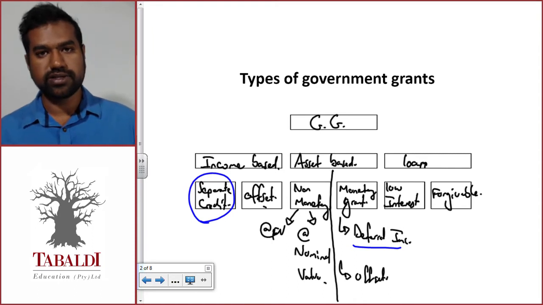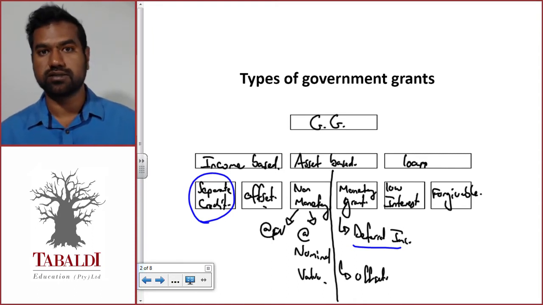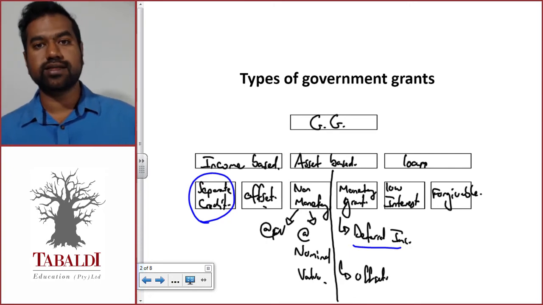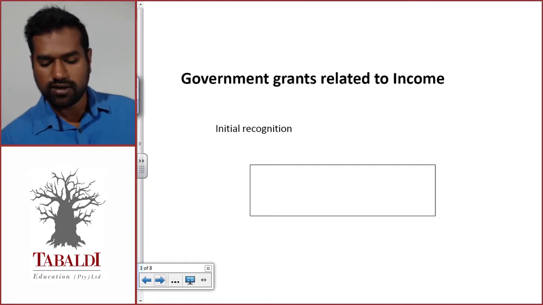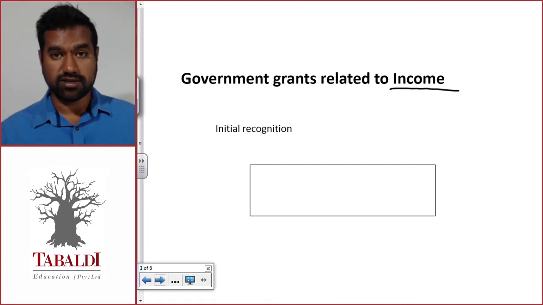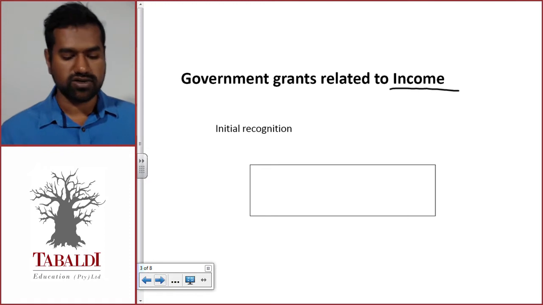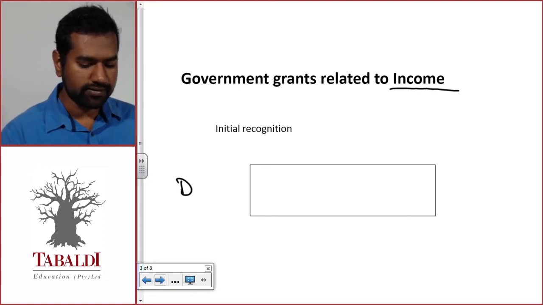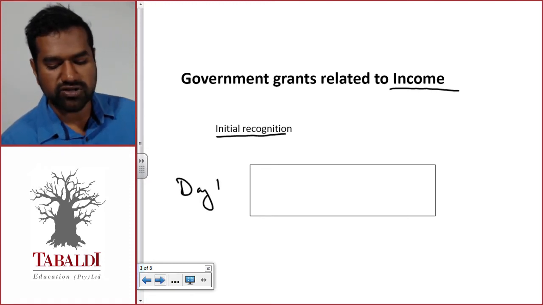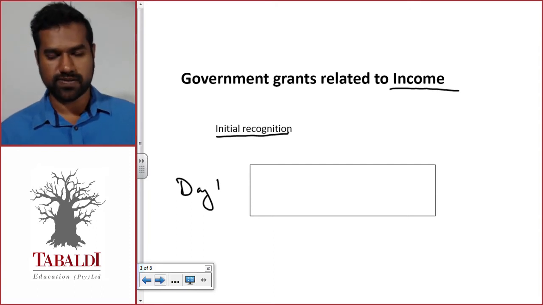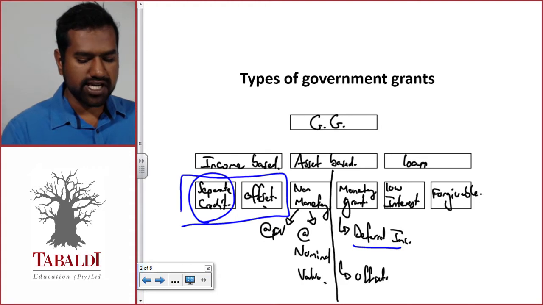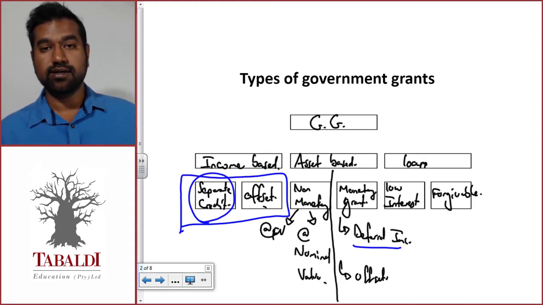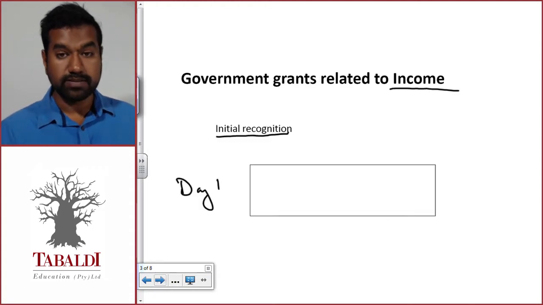So these are the three common forms of grants we get, as well as the presentation methods for it. So let's have a look at the accounting treatment for each form. Let's work with an income-based grant. On an income-based grant, on day one, which is initial recognition, when we receive the grant, regardless of which presentation method you elect, the journals on day one will still be the same.